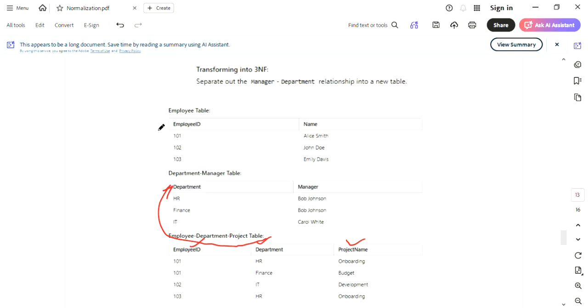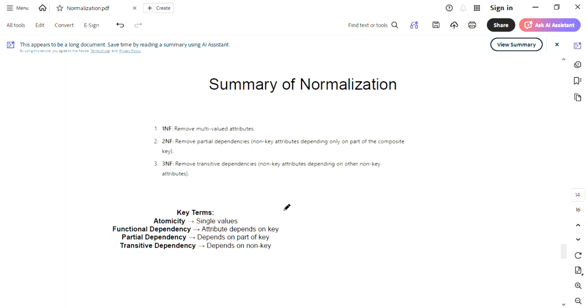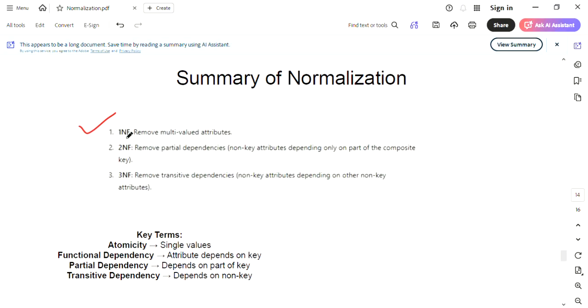In the same way, employee and name are totally dependent on that, so there is no transitive dependency. This is what the third normal form consists of. Now let us quickly recap. 1NF is remove multi-valued attributes, 2NF is remove partial dependencies, and 3NF is remove transitive dependencies. And that's all for today. Thank you.